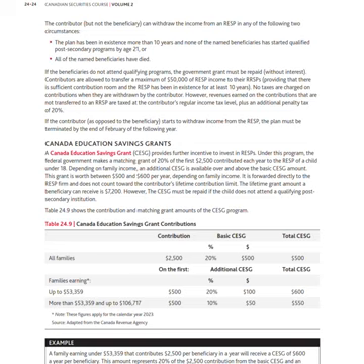If the beneficiaries do not attend qualified programs, the government grant must be repaid without interest. Contributors are allowed to transfer a maximum of $50,000 of RESP income to their RRSPs, providing that there is sufficient contribution room and the RESP has been in existence for at least 10 years. No taxes are charged on contributions when they are withdrawn by the contributors. However, revenues earned on the contributions that are not transferred to an RRSP are taxed at the contributor's regular income tax level, plus an additional penalty tax of 20%. If the contributor, as opposed to the beneficiary, starts to withdraw income from the RESP, the plan must be terminated by the end of February of the following year.